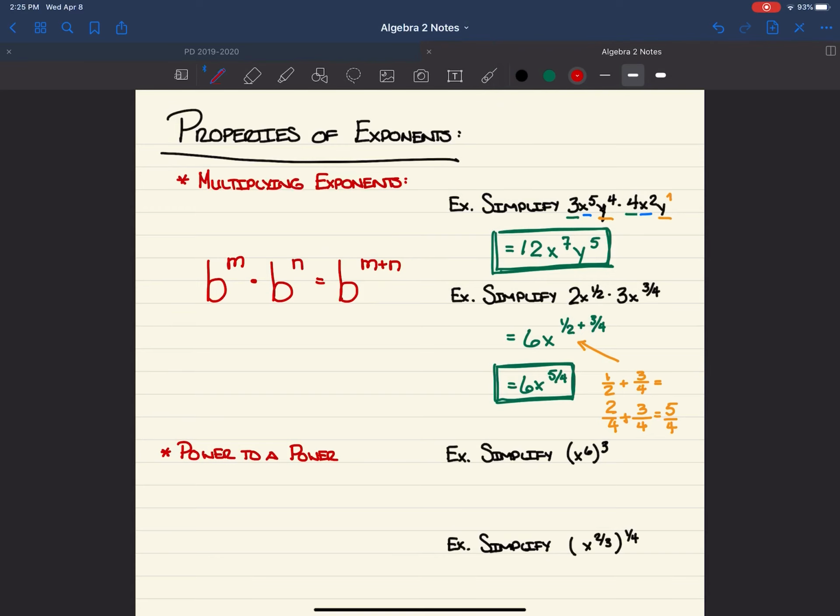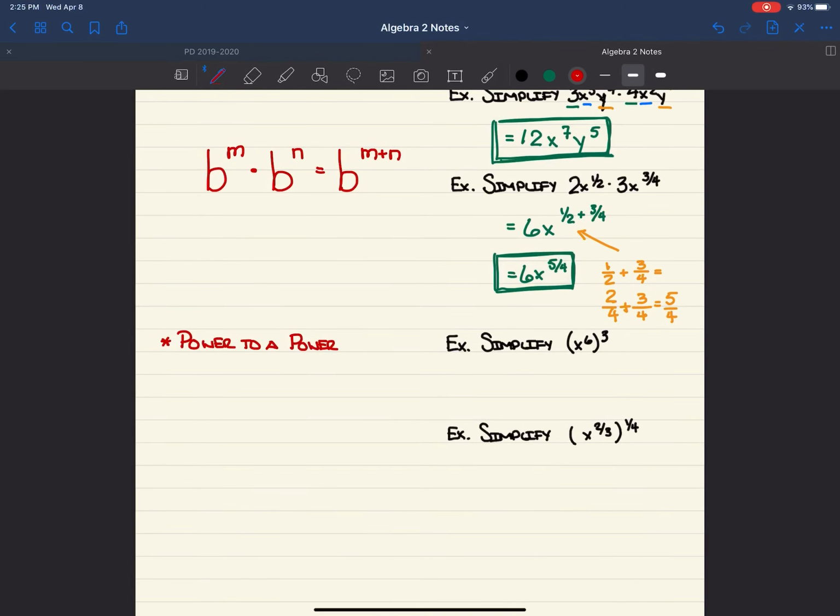Moving on, our second property of exponents is power to a power. If we have a power raised to a power, for instance, a quantity with a base b again, raised to a power of m, and then that whole expression is raised to the power of n. Anytime you have a power to a power, in this case an exponent of m raised to another exponent of n, that's going to give me my base b, so the base does not change, now to the power of m times n.